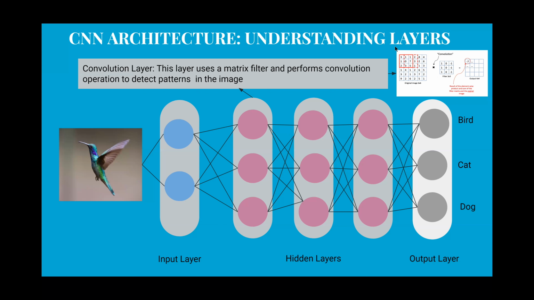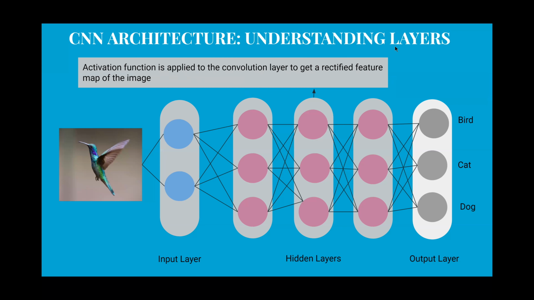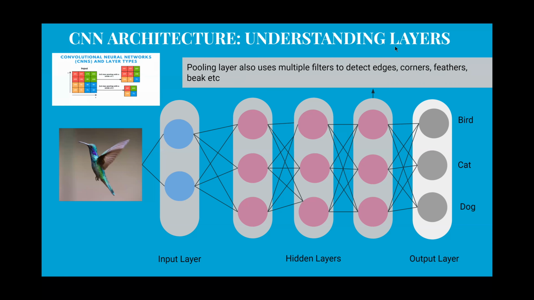Filters in CNNs are trained to extract specific features from images, such as vertical lines or U-shaped objects, and mark their location on the feature map. The next layer is the activation function. The output of the convolutional layer is passed through an activation function, such as ReLU or tanh, which adds nonlinearity to the output. The next layer is the pooling layer.